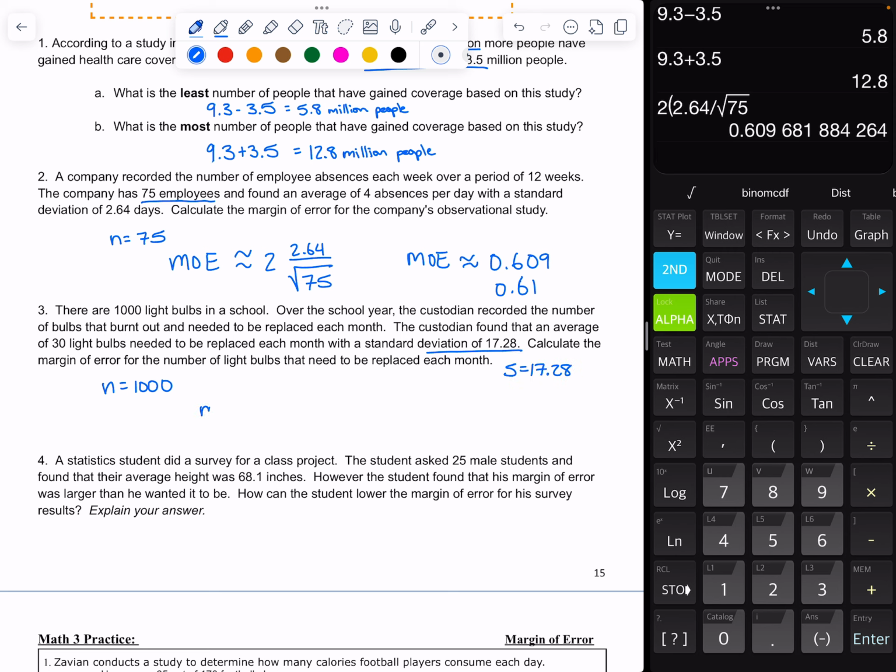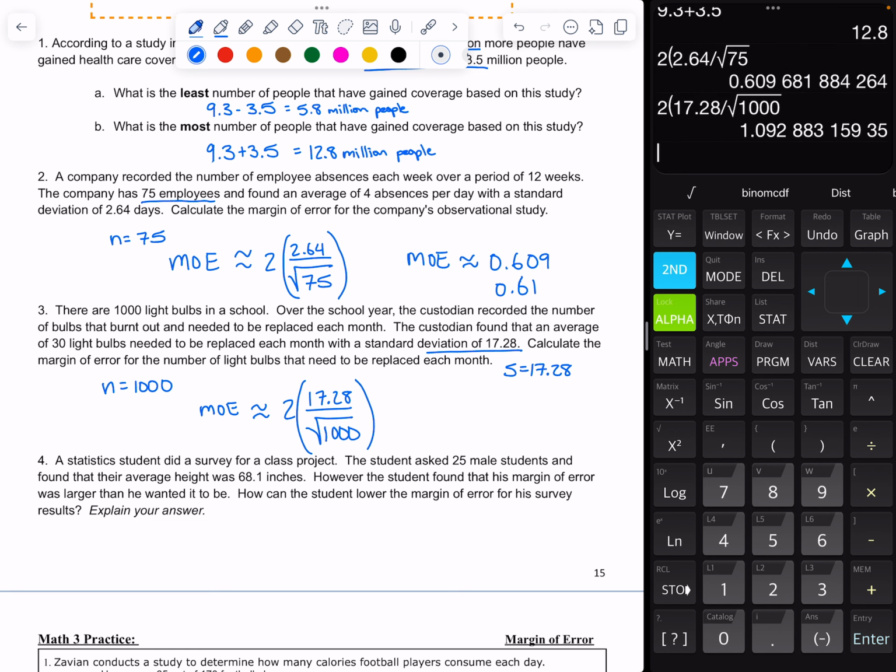And so our margin of error is approximately 2 times 17.28 divided by the square root of 1,000. So you're multiplying the 2 by all of that. If you want to, you can put it all in parentheses like I did in my calculator. So 2 times 17.28 divided by the square root of 1,000. And we get that the margin of error is approximately 1.092, or approximately 1.1 if we need to round that far.